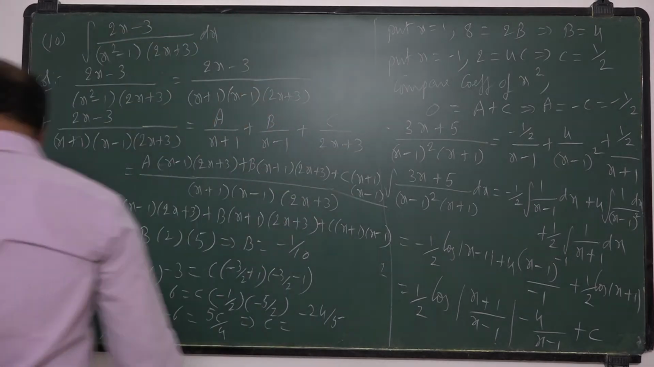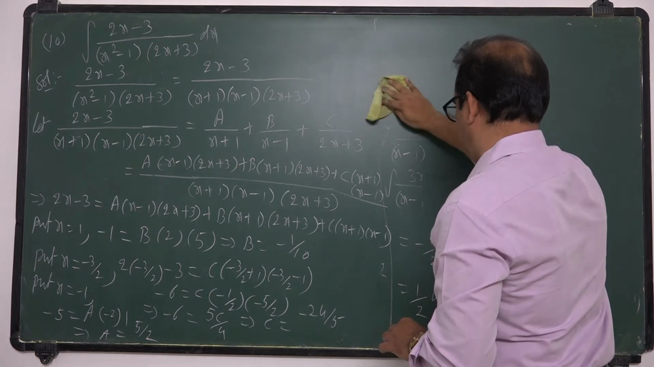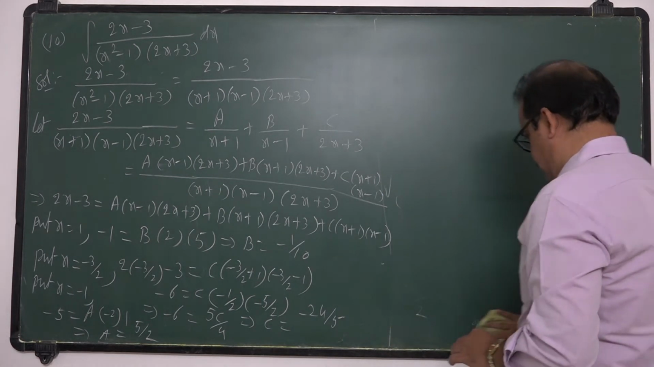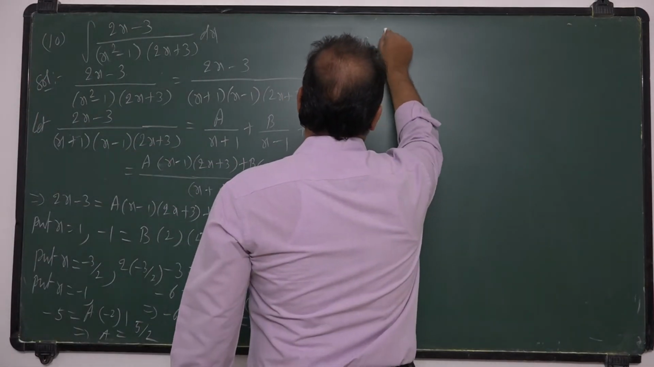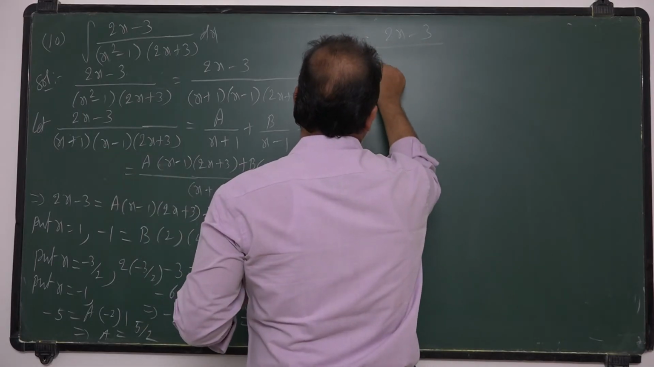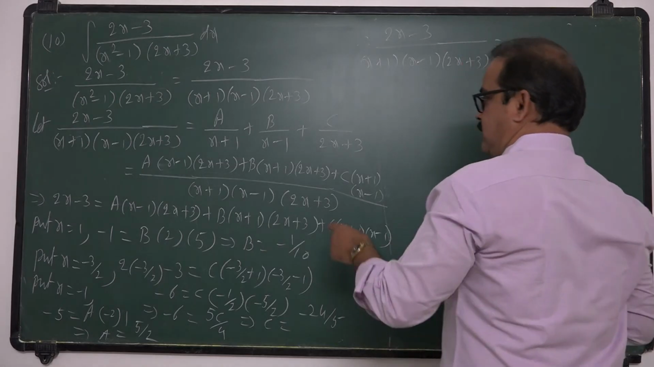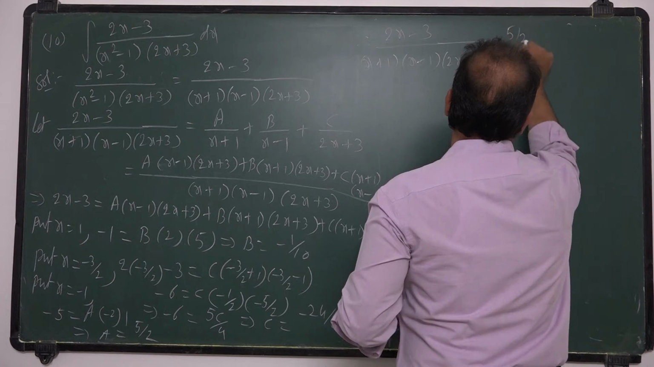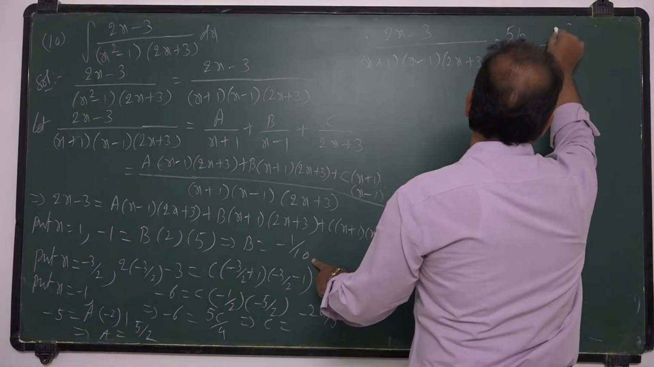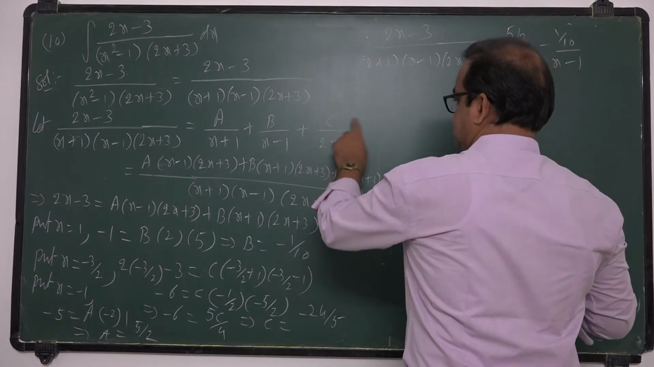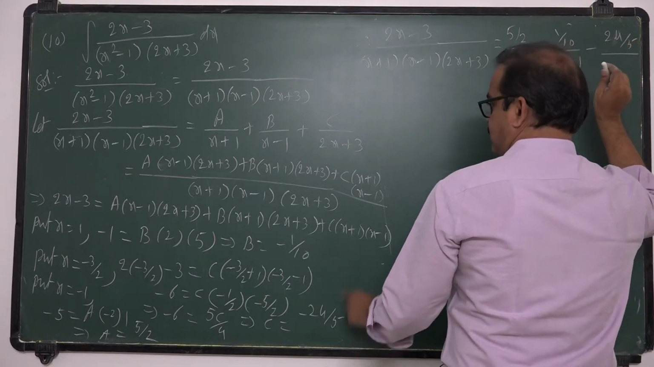Substitute the A, B, C values here. Therefore, 2x minus 3 by x plus 1 into x minus 1 into 2x plus 3 is equal to A by x plus 1, what is A value? 5 by 2, by x plus 1, B value minus 1 by 10 by x minus 1, C value minus 24 by 5 by 2x plus 3.